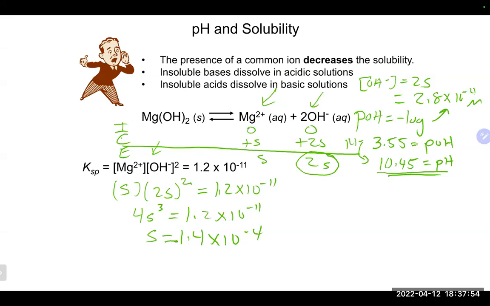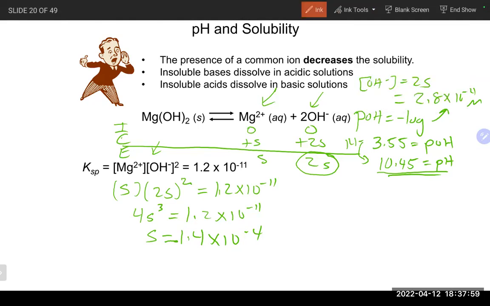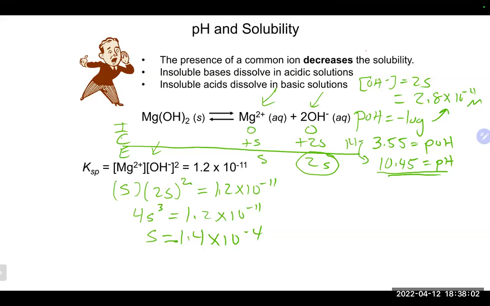All right, so how does this really impact solubility? Well, let's talk about what would happen if we decided to decrease the pH below 10.45. If I drop the pH below 10.45, what would happen in this case? First off, how would I drop the pH below 10.45? Do I need to add an acid or a base? I would need to add an acid.